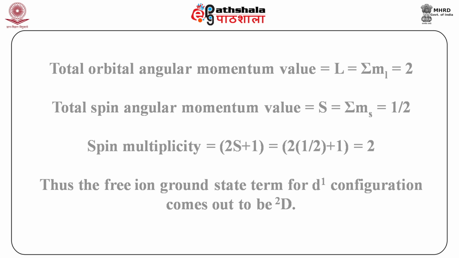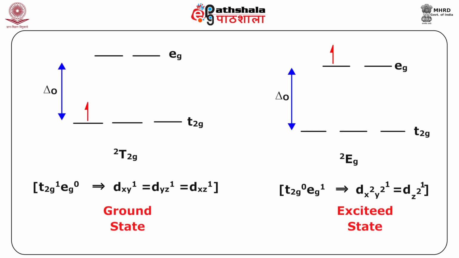Thus, the free ion ground state term for a d1 configuration will come out to be doublet D. In the presence of an octahedral ligand field, this free ion term for d1 configuration splits up to form new ground state and excited state terms. The splitting has been shown in the figure. The new ground state term is triply degenerate with the configuration t2g1 eg0. Hence, the new ground state term can be designated as doublet T2g. The term is a doublet with the spin multiplicity of 2.